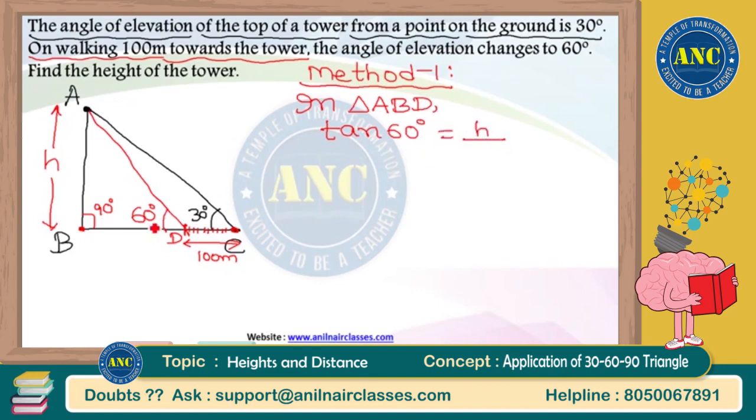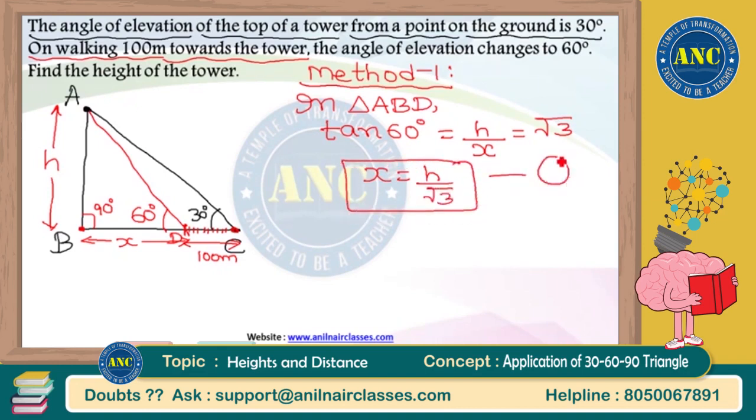The adjacent side is nothing but BD. BD I don't know, I will call it X. This is by method 1, so I am using variables, which is your textbook method. H by X is tan 60. Tan 60 value is root 3. So I can say that X is nothing but h by root 3. This is my first equation, right?